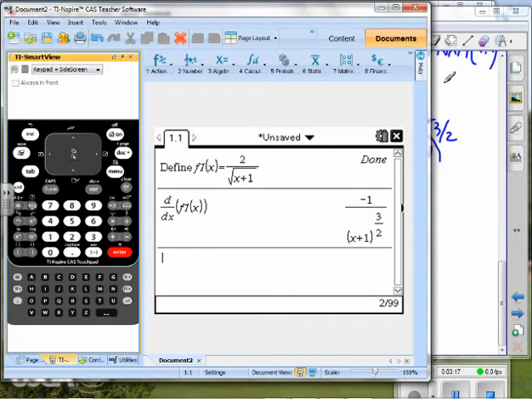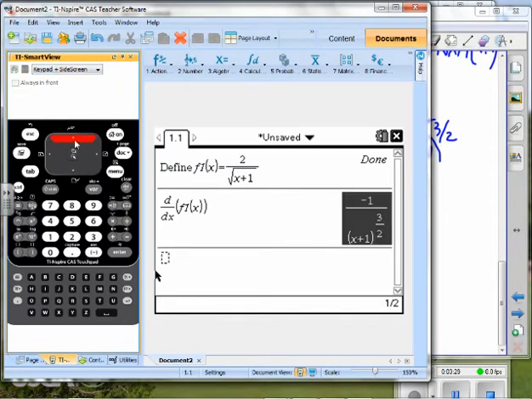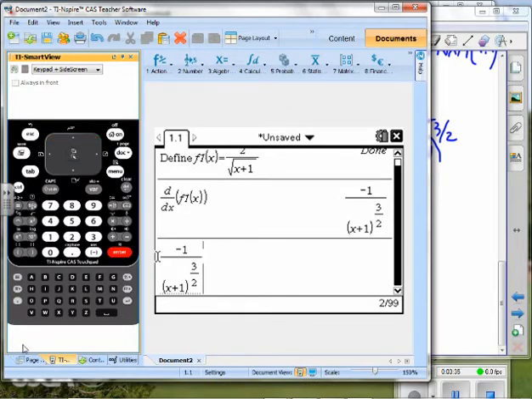Now, let's suppose you don't think of our answer as being equivalent to this. Let's put this in and let's compare it. And this is something else that you can use your Inspires for, and I really want you to do this. Let's go up, pick up that answer. In other words, go up and highlight it, press enter, bring it down to the next line, and press equals. And we're going to type in the answer that we got. Okay, so we need a fraction. And we have a -1, and we divided that by x plus 1 times the square root of x plus 1.